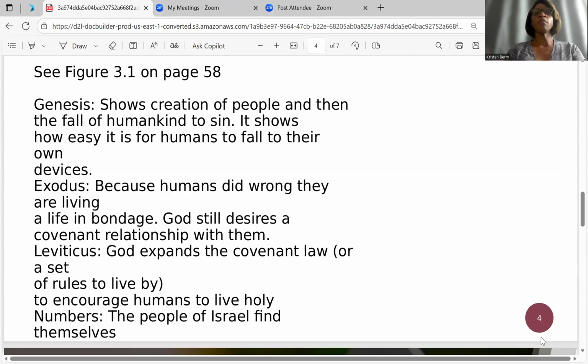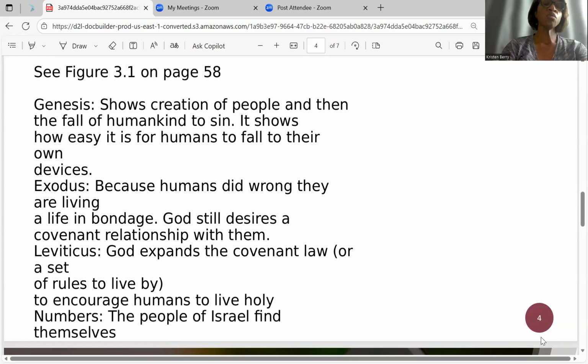Once again, also in the book of Genesis, you see that God does not leave humans alone, but continues to build covenant with individuals. For example, Abraham, Noah, and Joseph. God continues to show up, continues to bless, and continues to guide humans through their trials.